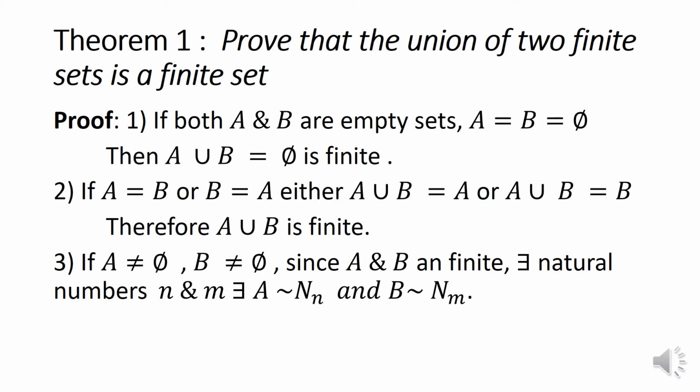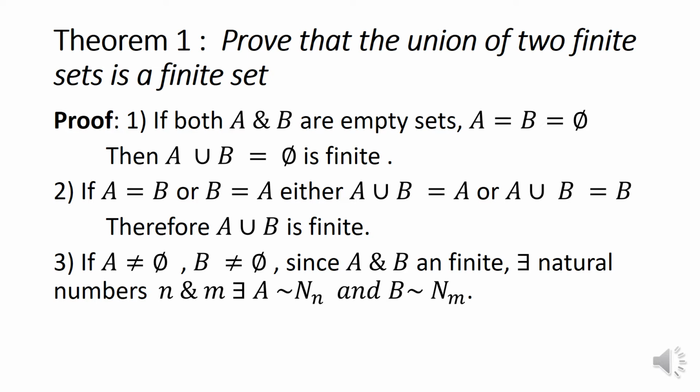So, we shall consider the set A and set B. Let those two sets be empty sets. If the two sets A and B are empty sets, A equal to B equal to phi, the empty set, then A union B is also phi, which is the empty set. So an empty set is always a finite set. Therefore, if A and B are two empty sets, then the union of two empty sets is also an empty set. So we can say that the union of two finite sets is finite.